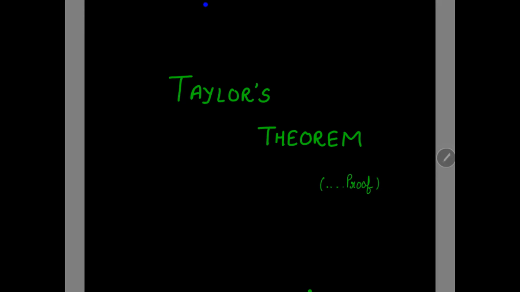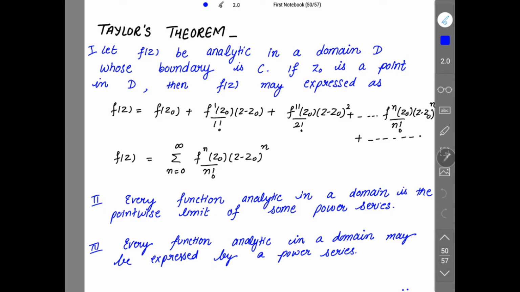Good morning. Today we are going to do the proof of Taylor's theorem, which has three statements. First one is, let f(z) be analytic in a domain D whose boundary is C. If z0 is a point in D, then f(z) may be expressed as f(z) equal to f(z0) plus f'(z0) over 1 factorial times (z minus z0), where f'(z0) is the first derivative of the function at the point z0.